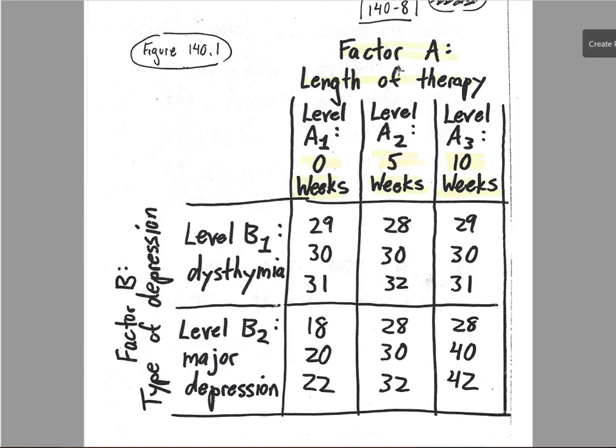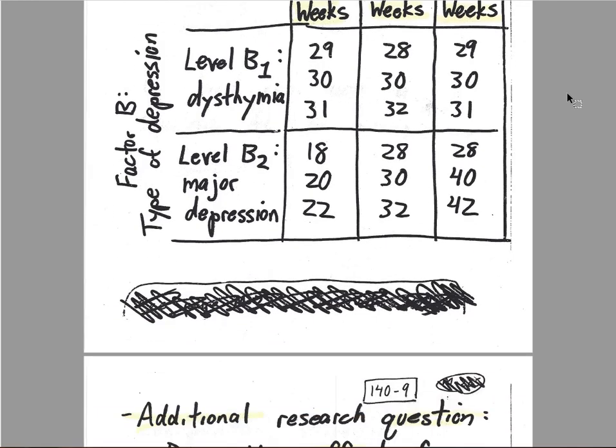One-third of the participants were assigned to level A2. They got 5 weeks of therapy. These are their scores on the dependent variable at the end of the investigation. And then finally, there were 6 participants assigned to level A3. They got 10 weeks of therapy. This column contains their scores on the dependent variable at the end of the investigation. This is how we manipulated factor A, length of therapy.